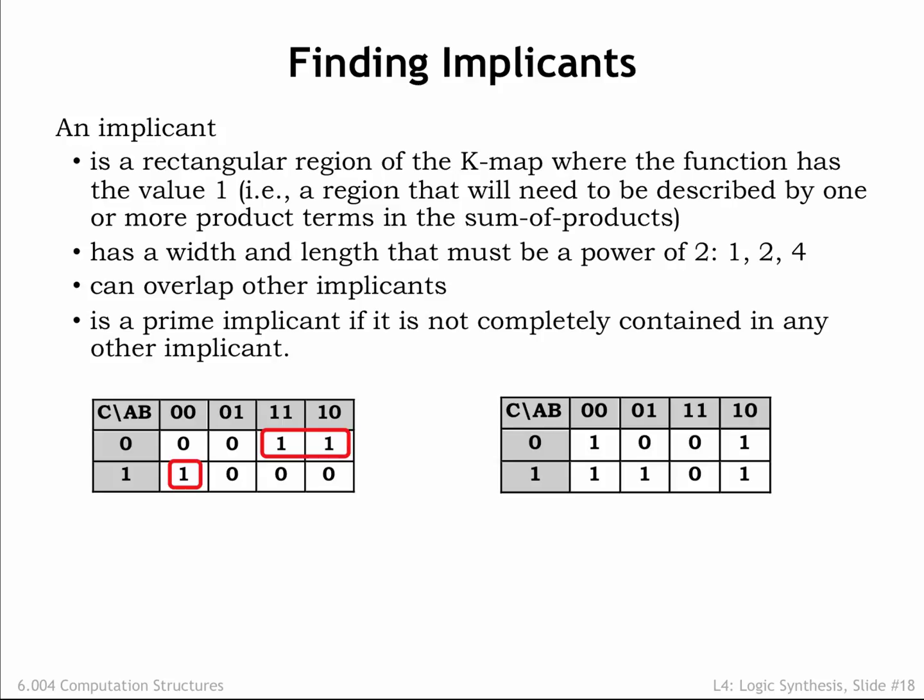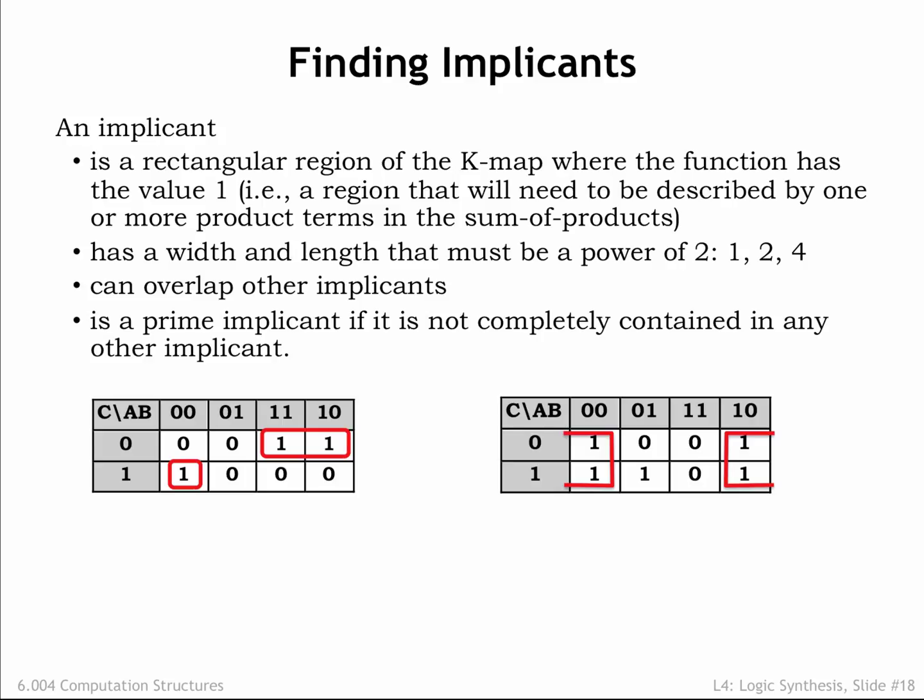Finding the prime implicants in the right-hand K-map is a bit trickier. Recalling that the left and right columns are adjacent, we can spot a 2 by 2 prime implicant. Note that this prime implicant contains many smaller 1 by 2, 2 by 1, and 1 by 1 implicants, but none of those would be prime implicants since they are completely contained in the 2 by 2 implicant.